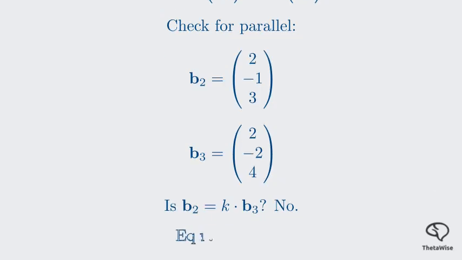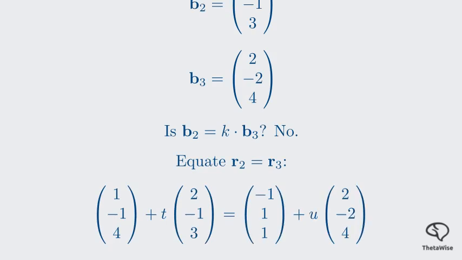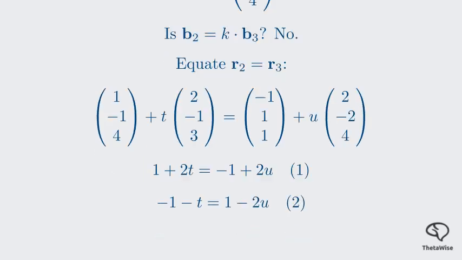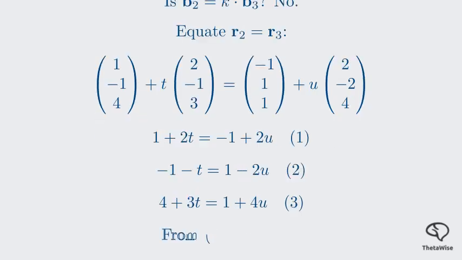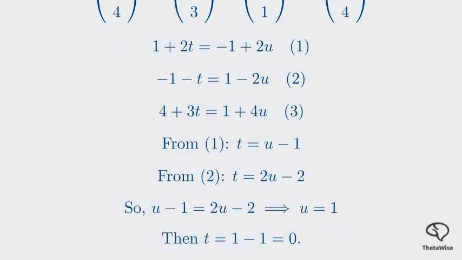Let's find out. We equate the vector equations for L2 and L3 using parameters t and u. This gives us our system of 3 scalar equations. We have 1 plus 2t equals 1 plus 2u, 1 plus t equals 1 plus 2u, and 4 plus 3t equals 1 plus 4u. Let's rearrange the first 2 equations to solve for t and u. From equation 1, t equals u minus 1. From equation 2, t equals 2u minus 2. Setting these equal, we find that u equals 1. Substituting back, t equals 0. We have a potential intersection at t = 0, u = 1.